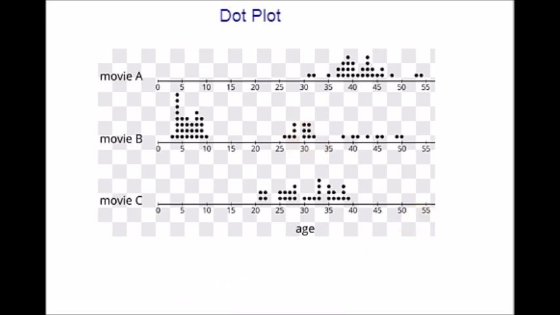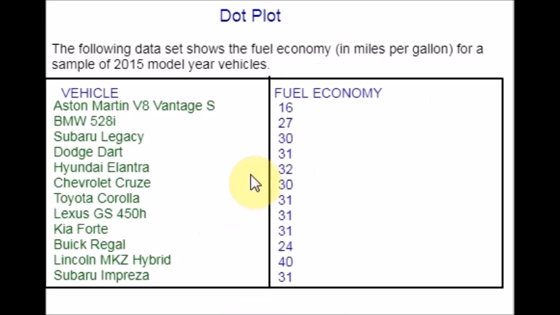Okay, now let's take an example. The following data set shows the fuel economy in miles per gallon for a sample of 2015 model year vehicles. By looking at the table, you can understand that this data set definitely includes a wide variety of cars. It will be interesting to see the plot. Okay, let's do it step by step.